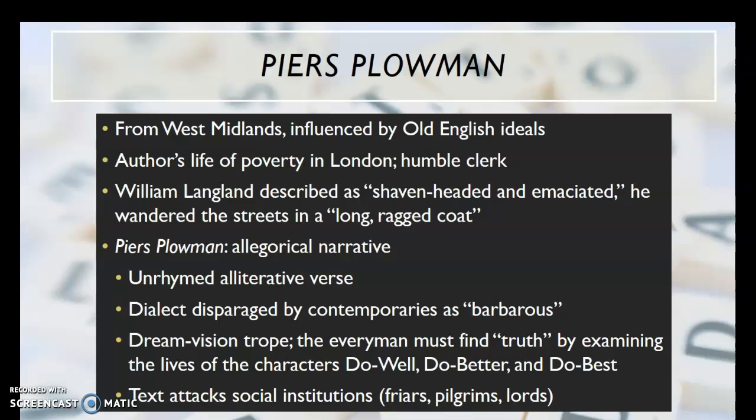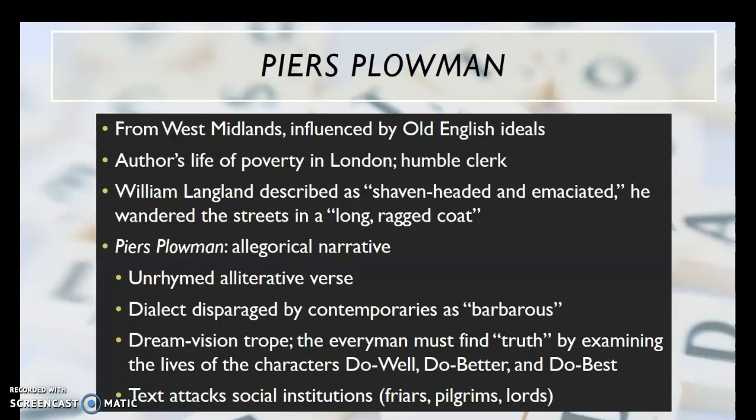One of the most famous literary texts of the medieval period is Piers Plowman, written by William Langland. He's a surprisingly subversive figure for such a tightly controlled historical period. Langland was an outsider who came from the West Midlands, where Old English ideals had survived most strongly, but he had spent a life of poverty in London, serving as a humble clerk, striding the streets in a long, ragged coat. Shaven-headed and emaciated, he was strange, prophetic, and eccentric.